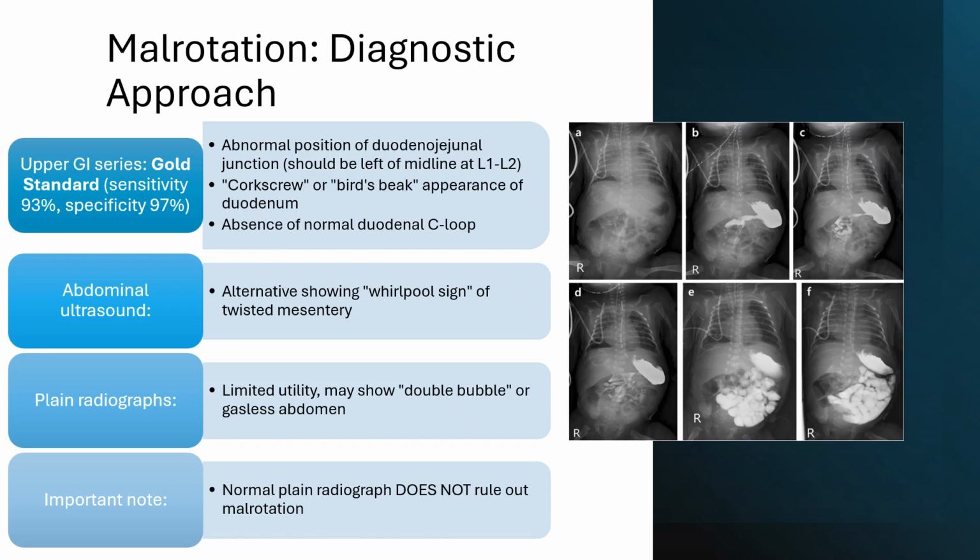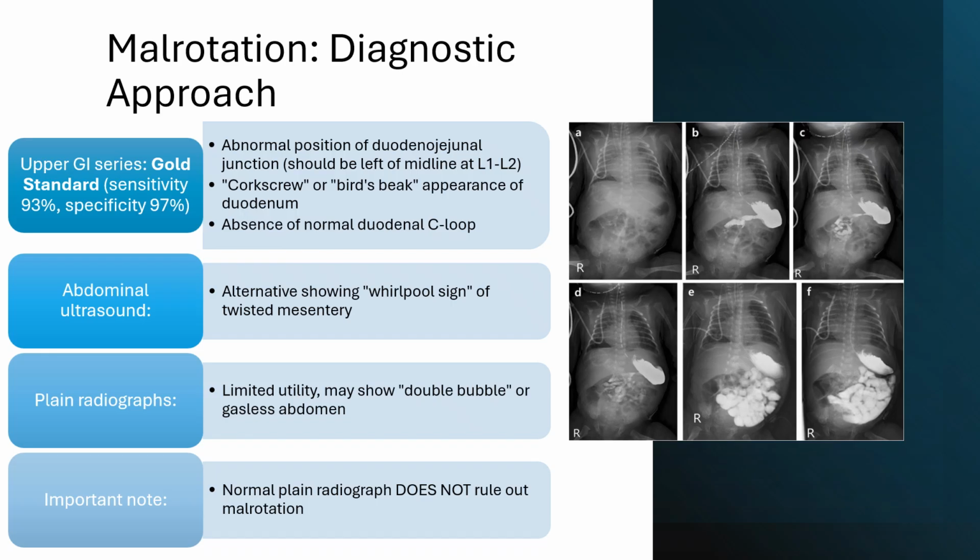Diagnostic approach for malrotation requires understanding the strengths and limitations of each imaging modality to ensure accurate and timely diagnosis. The upper GI series stands as the gold standard with impressive diagnostic accuracy, 93% sensitivity, and 97% specificity. This contrast study directly visualizes the anatomical relationships that determine malrotation.